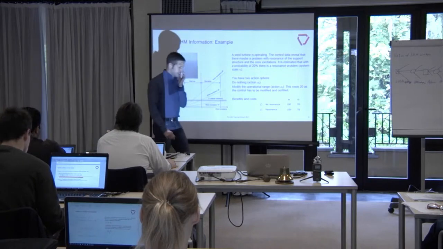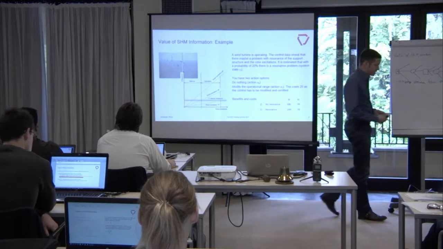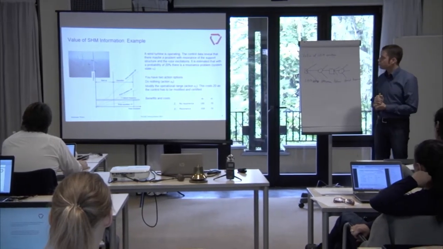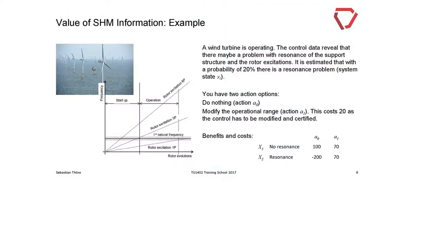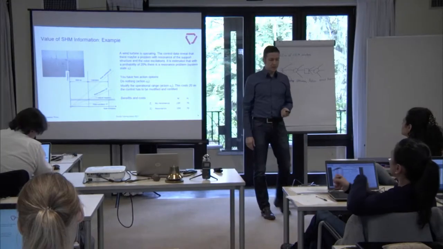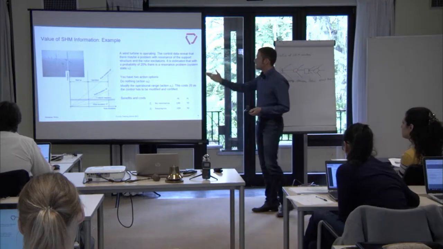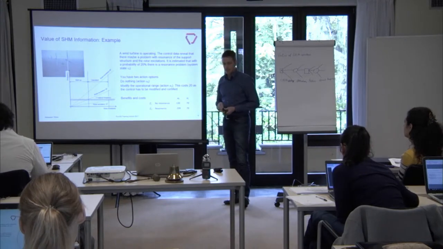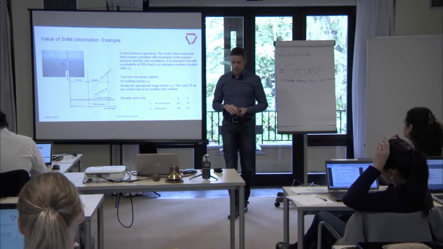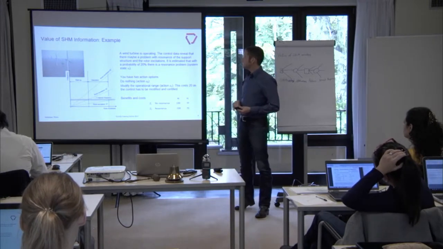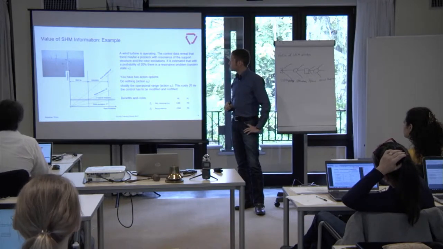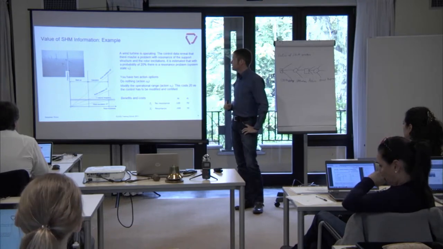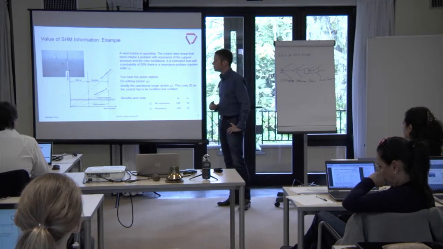Okay, let's come to an example, and we will go through this example a few times. So let's think of a wind turbine, and there's a lot of control data retrieved in operation. The control data reveal that there may be a problem with resonance. And it is estimated that with a probability of 20% there's a resonance problem.